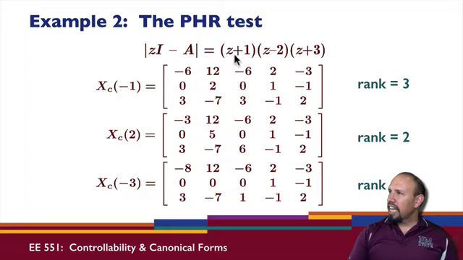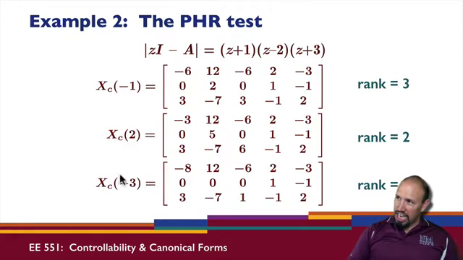I now use the PHB test. So here's the characteristic polynomial. And so I plug in the characteristic polynomial into XC. And so these are the various matrices I get. I can check this and find that the rank of that is 3. I can find that the rank of this is 2, and the rank of this is 3. So I can see, using the PBH test, that I have an uncontrollable mode here.